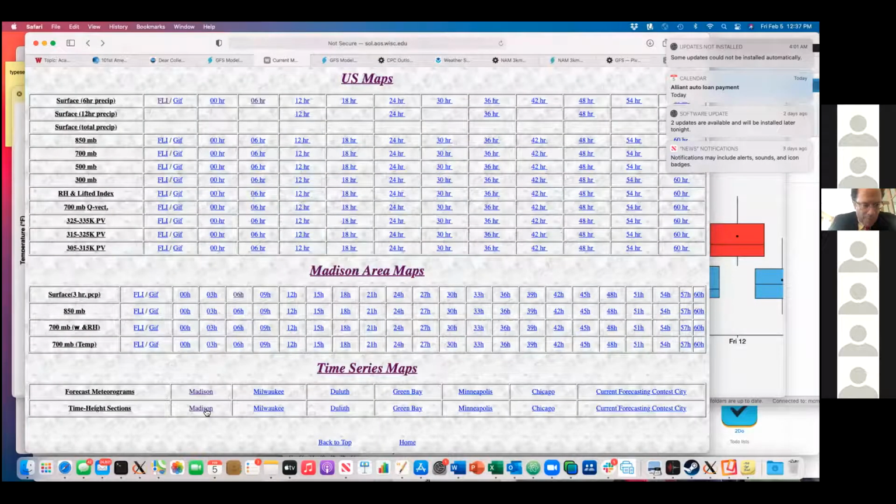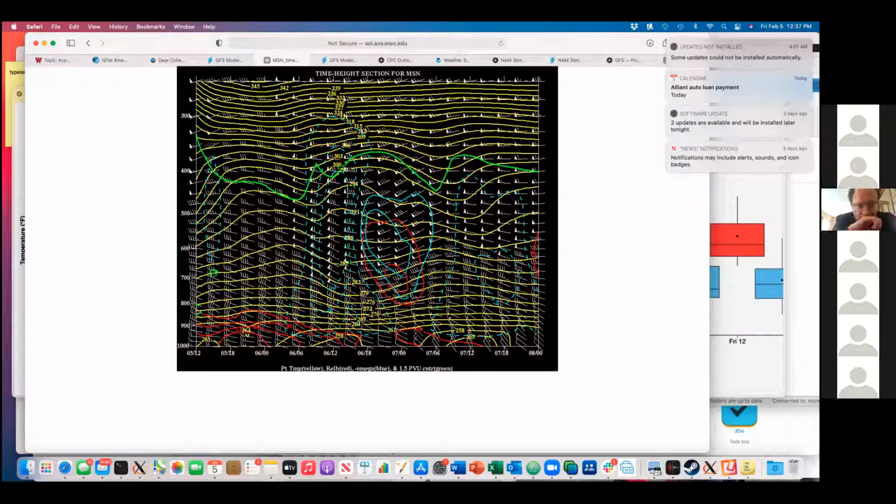Here's the time height section, again, for that same period, a 60-hour forecast, initialized at 12Z this morning, all the way out to 0Z on Monday. So that's 6 p.m. Sunday evening. Again, just to orient ourselves on these maps, the red contours are relative humidity, percent relative humidity, 70, 80, 90, 70 and 80% shown here.